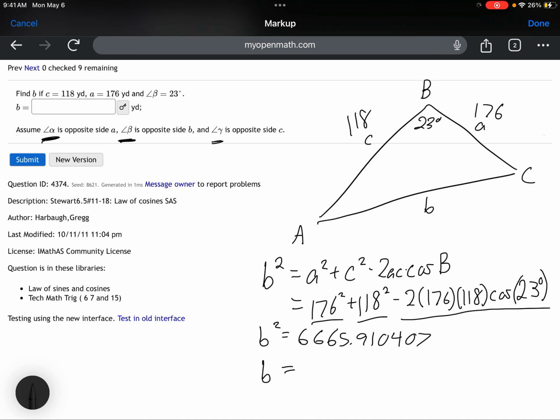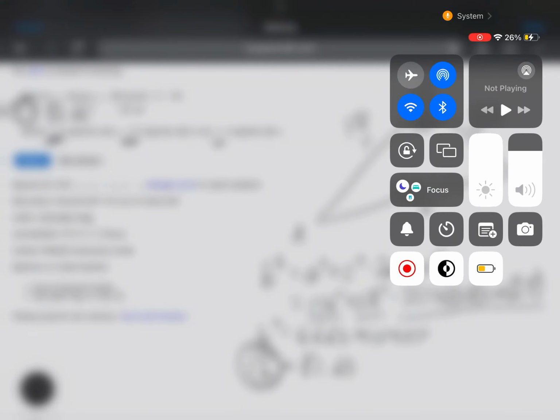So I square root both sides, and I get B equals 81.65. It doesn't tell you exactly what to round to, but I'm going to say 81.65 should be good enough right there. And that would be our answer, 81.65, because they asked us to find B, and we found B, 81.65. Again, these problems are just plug and chug. Don't forget the square root at the end.